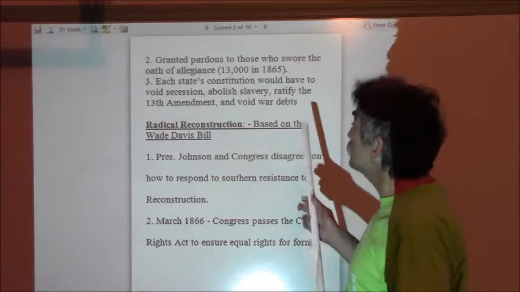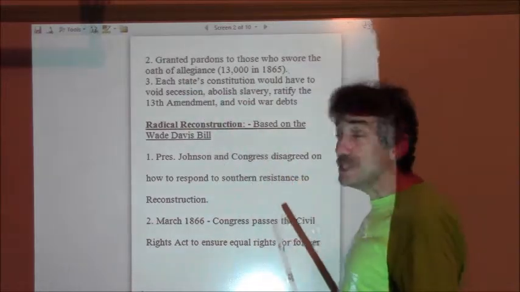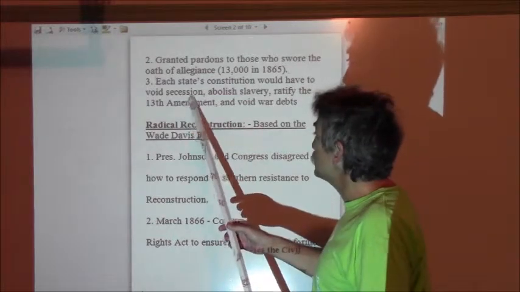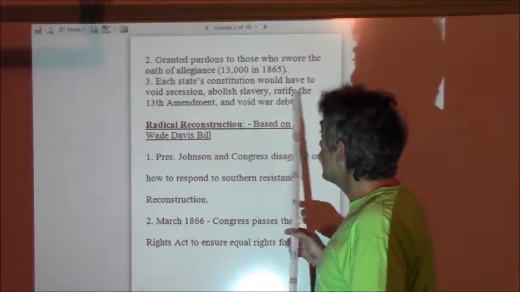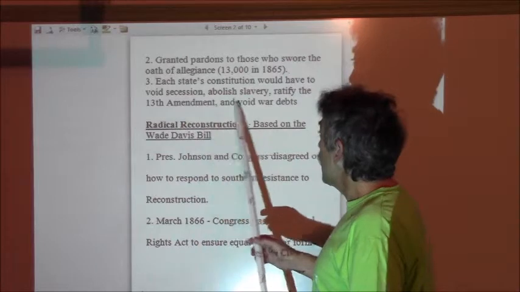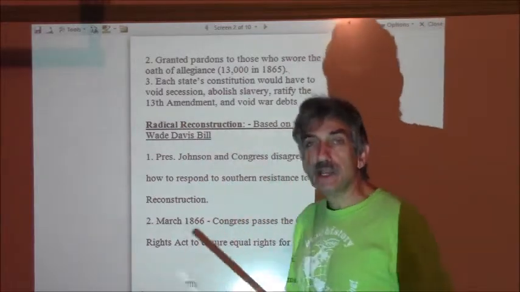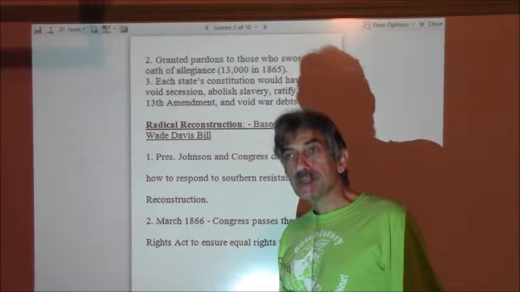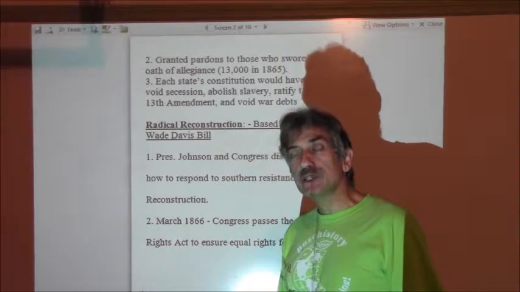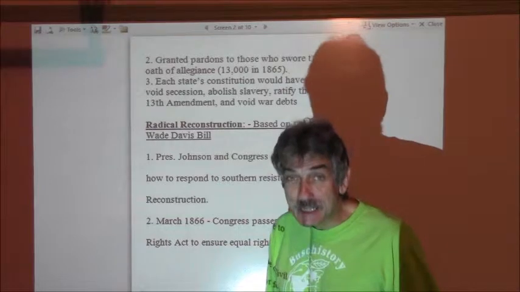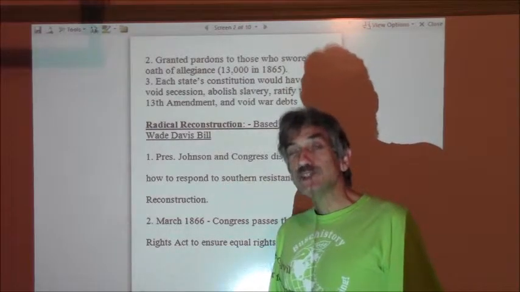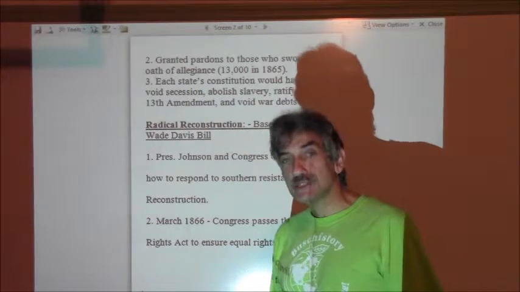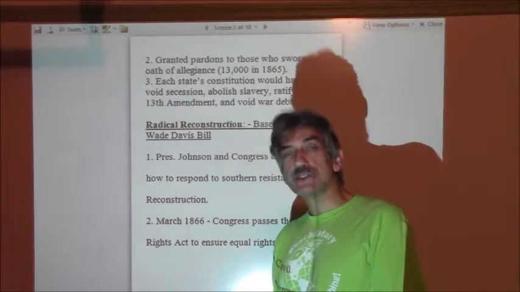He granted pardons to those who swore the oath of allegiance, 13,000 alone in 1865, and each state's constitution would have to void secession, abolish slavery, ratify the 13th Amendment, and void war debts. In other words, they couldn't owe money to each other. So this sounds very similar to Lincoln's plan. The problem is Johnson is not Lincoln. Andrew Johnson is a Southerner. He's from Tennessee. He's the only Southern senator to remain in the Senate during the Civil War.